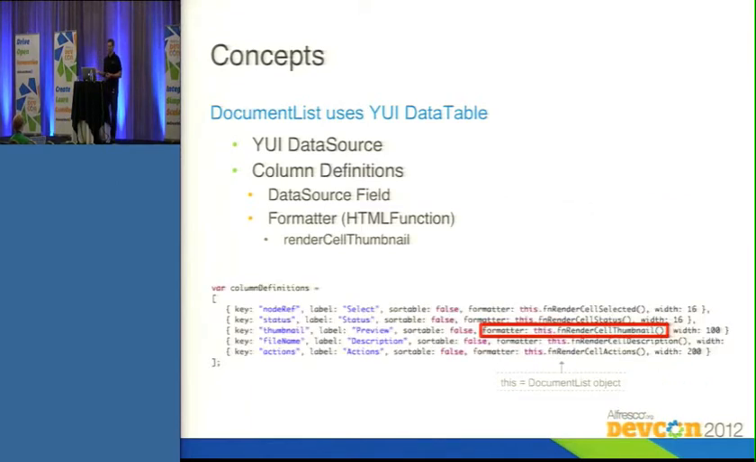So here are the column definitions for the document list. We can see here we've got status, thumbnail, file name, and within that thumbnail you can see that we've got the formatter method that we were talking about referenced here. And in this case, this render cell thumbnail method, this equals the document list object in question.